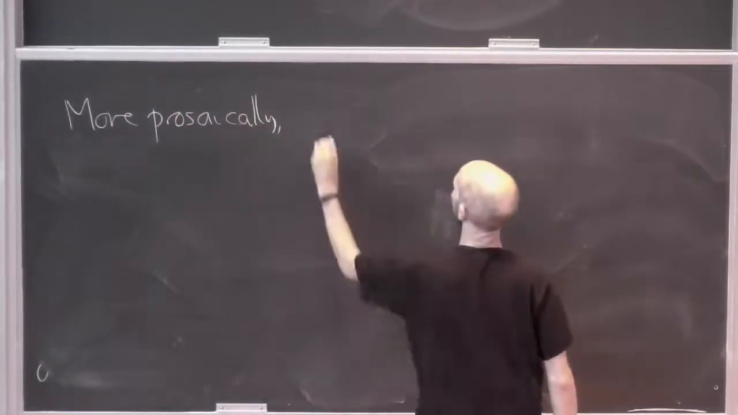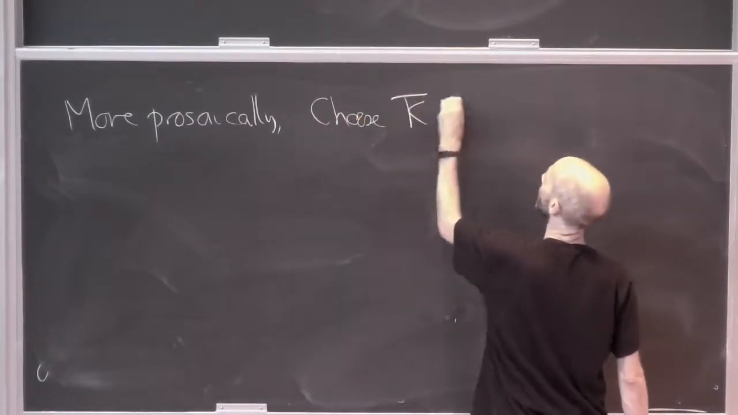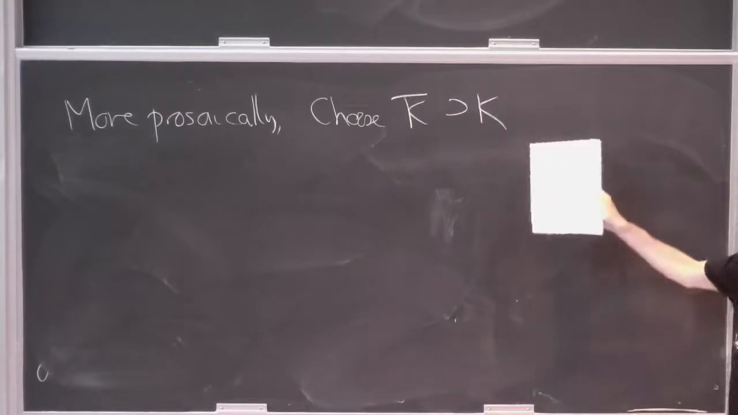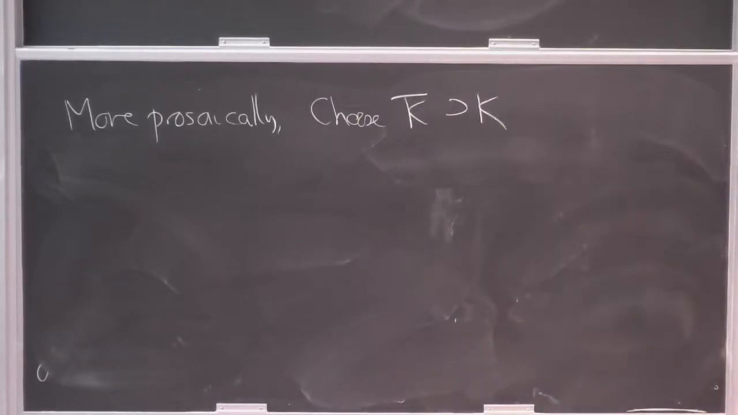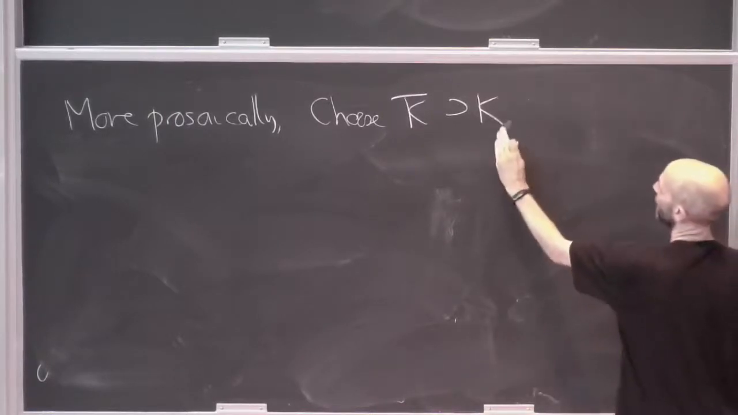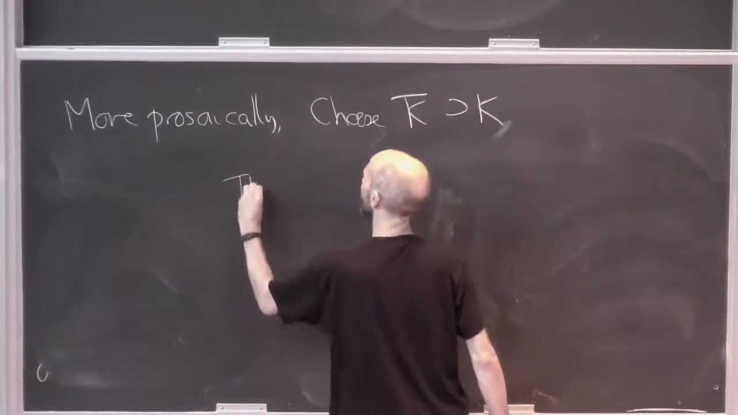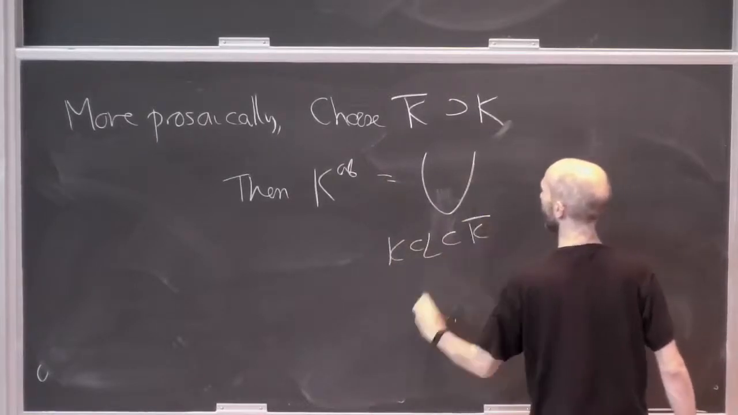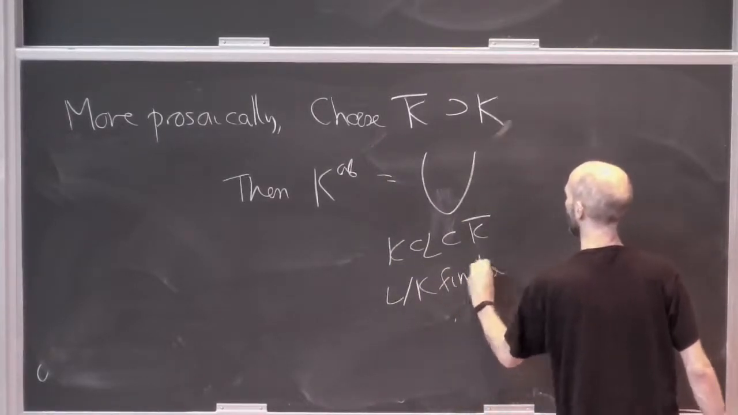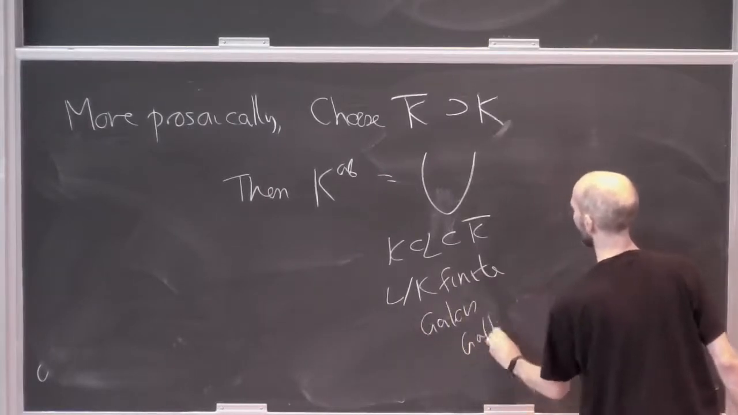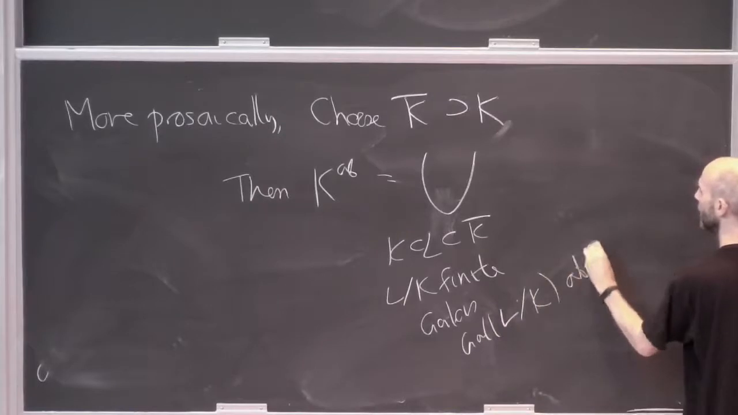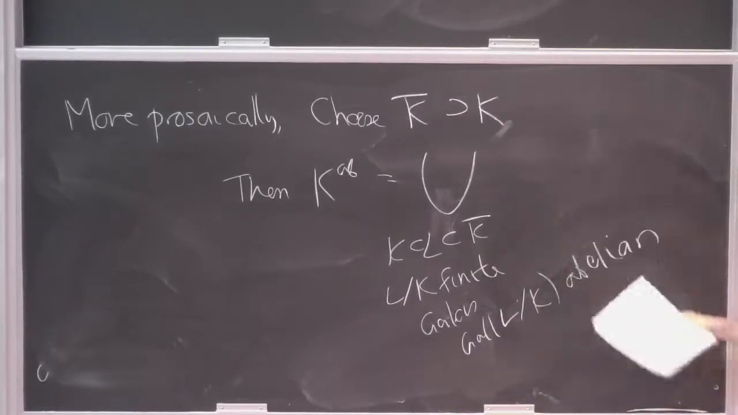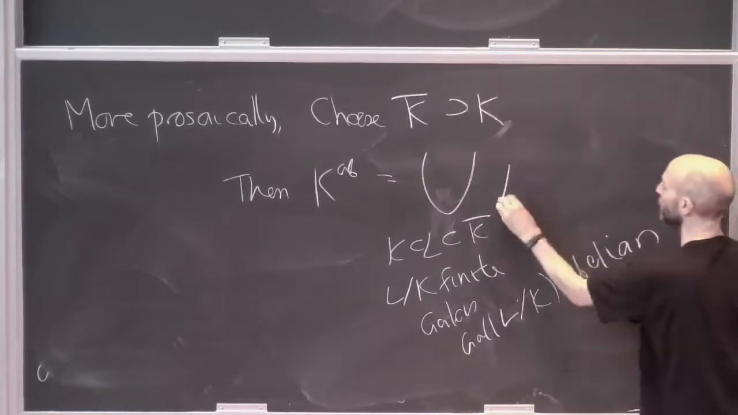We've got some number field K, just choose K bar, an algebraic closure containing K. So if you want to regard K as a subfield of the complex numbers, that's fine, and then K bar can be all the algebraic numbers in the complex numbers. Once we've chosen our algebraic closure, K ab is simply the union of the L, with K inside L inside K bar, L over K finite Galois, and Gal(L over K) abelian. So I'm looking at all the finite Galois extensions of K whose Galois group happens to be abelian, and I'll take the union of them all.